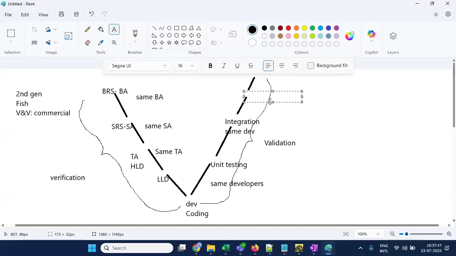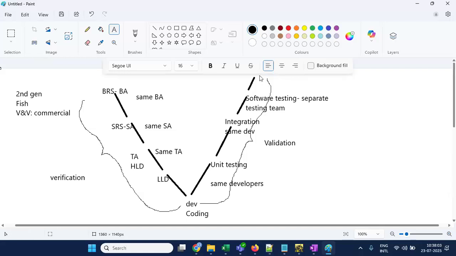Then we will be having the software testing stage. So who will do the software testing? Us, which means a separate testing team will be involved in this particular thing. So there will be a separate testing team to test this particular change.